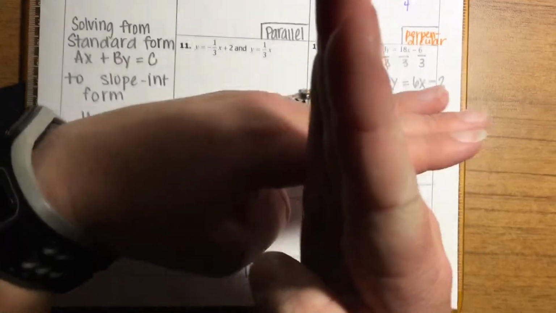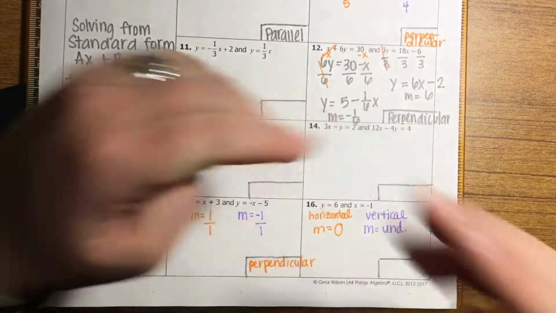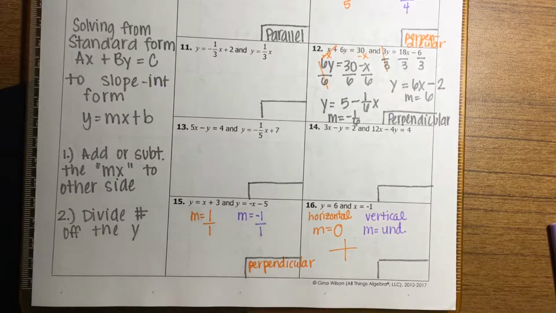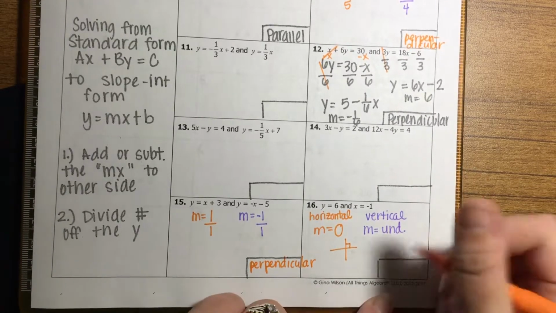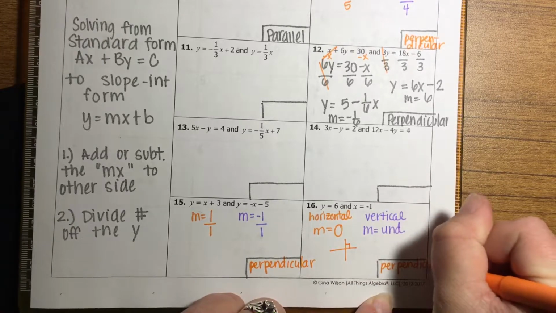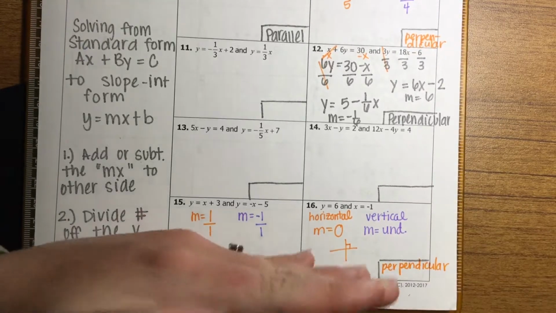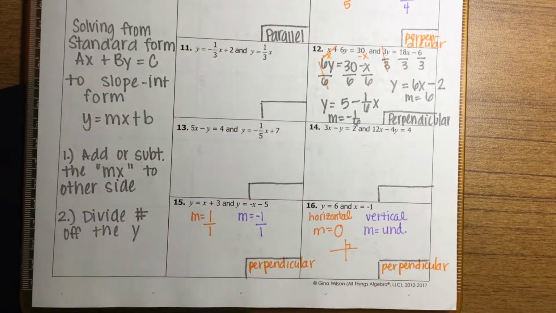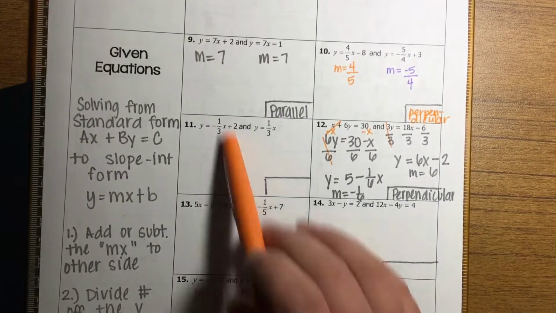So I have a 0 slope and an undefined slope. If I was to cross those, I would once again get that 90-degree angle. So this is perpendicular. That zero slope and undefined line make a cross there, therefore it is perpendicular. So go ahead and finish this page.